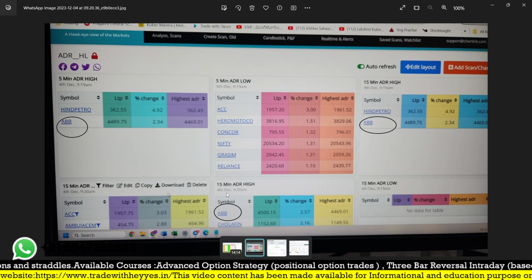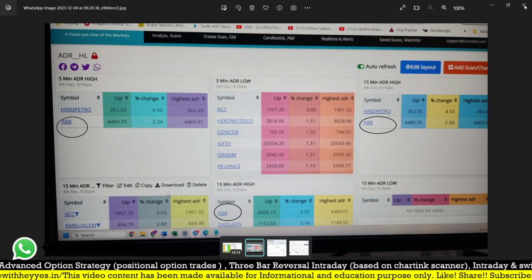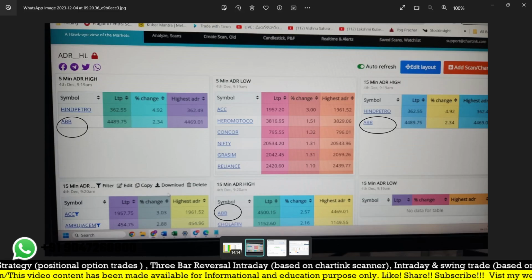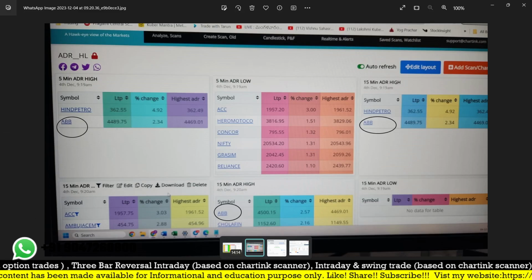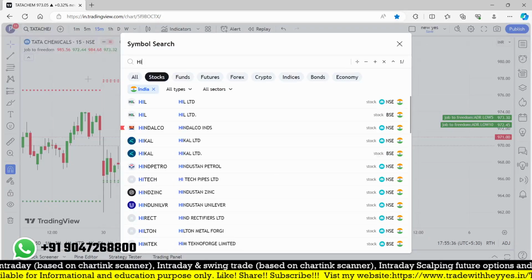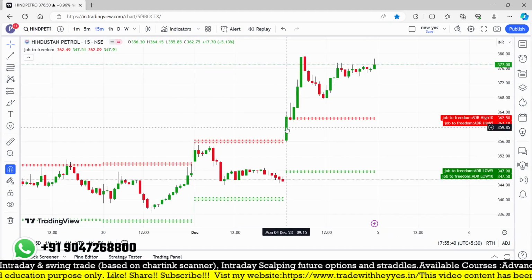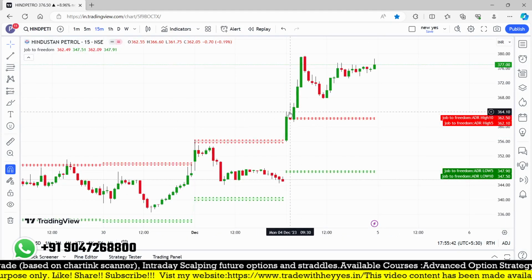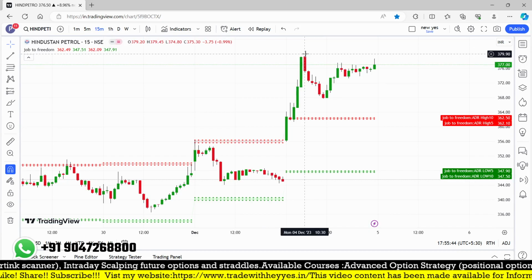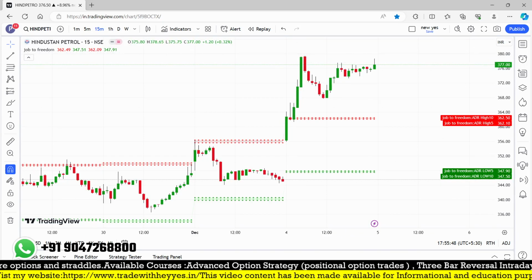So this is the stock. Only two stocks are good enough, Indipetro and ABB. So let me go and check Indipetro. I'm going to the 15 minutes high. This 15 minutes candle broke the level of 364, and within 4 candles, that means 1 hour, it reached towards 379. Such a good move.